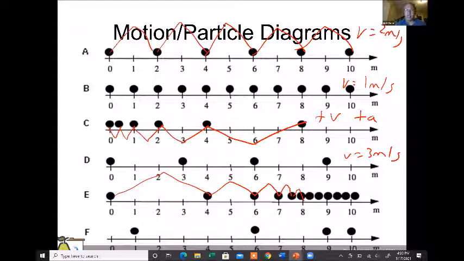So we could say this thing has a positive velocity, but what's going on with its acceleration? Decelerating. Yep, it's negative. And again, we know that when those two are opposite signs, it's slowing down.